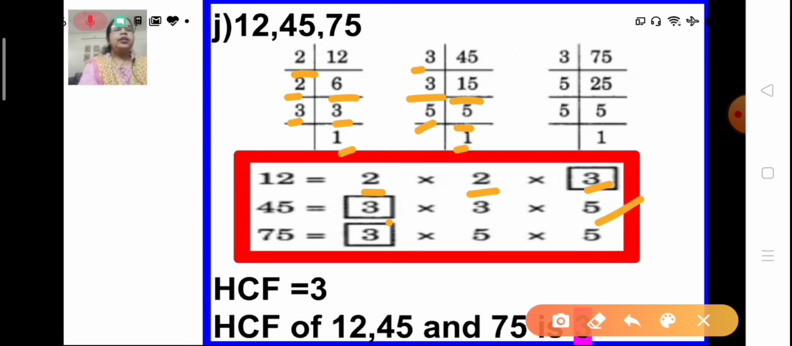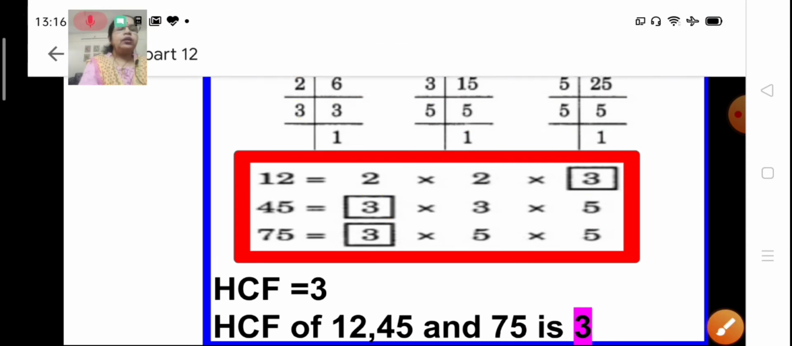Now let's do the prime factorization of 75. 75 is divisible by 3. 3 2s are 6, 3 5s are 15. 25 we are getting. 25 is divisible by 5. 5 5s are 25. And 5 is a prime number divisible by itself, 5 1s are 5. So how can we express 75 as a product of its prime factors? It is 3 into 5 into 5.